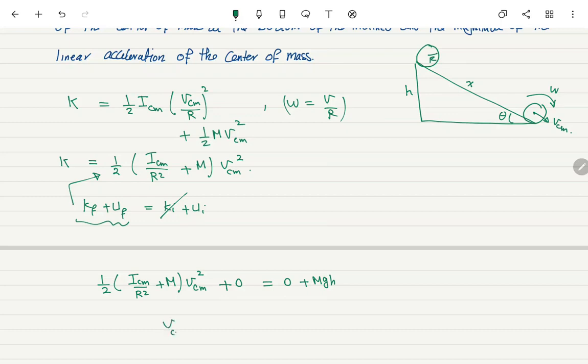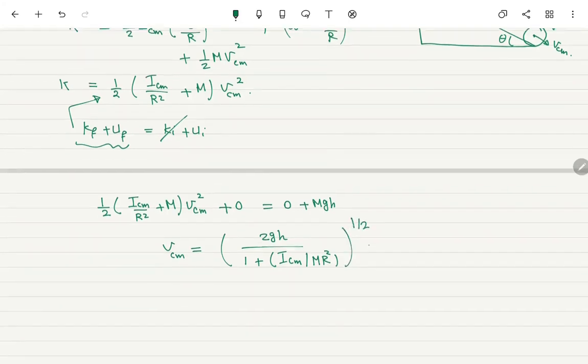So v center of mass in this case equal to 2gh divided by 1 plus I center of mass divided by m r square, to the power half.